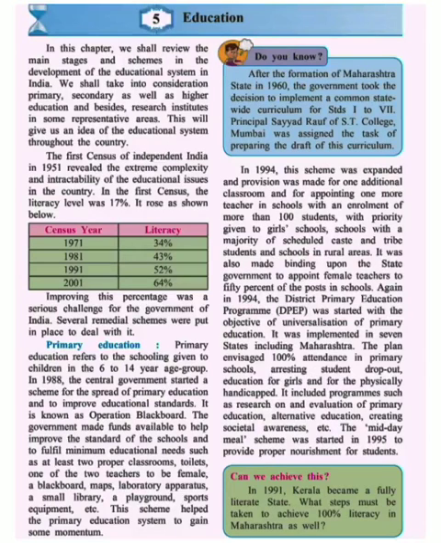Improving this percentage was a serious challenge for the government of India. Several remedial schemes were put in place to deal with it. Okay, so what happened was 64% by 2001, but still almost 35% were not educated, right? So to raise the literacy level among those people was a great task for the government. The government had to work very hard, and that is why they came up with certain schemes.